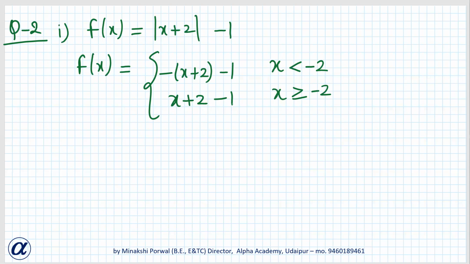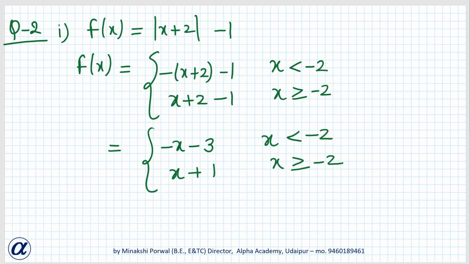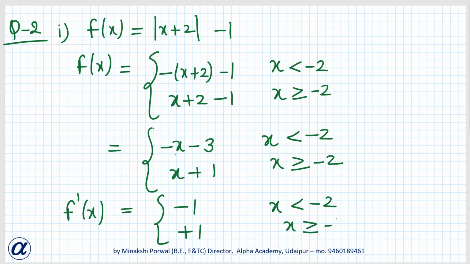No, ma'am. Okay. So again rewriting this, minus x minus 2 minus 1. This is minus x minus 3. This is x plus 1. When x is less than minus 2, and when x is greater than or equal to minus 2. Okay. Now, when we differentiate it, the differentiation of this will be minus 1 and this will be plus 1, when x is less than minus 2 and x is greater than or equal to minus 2.